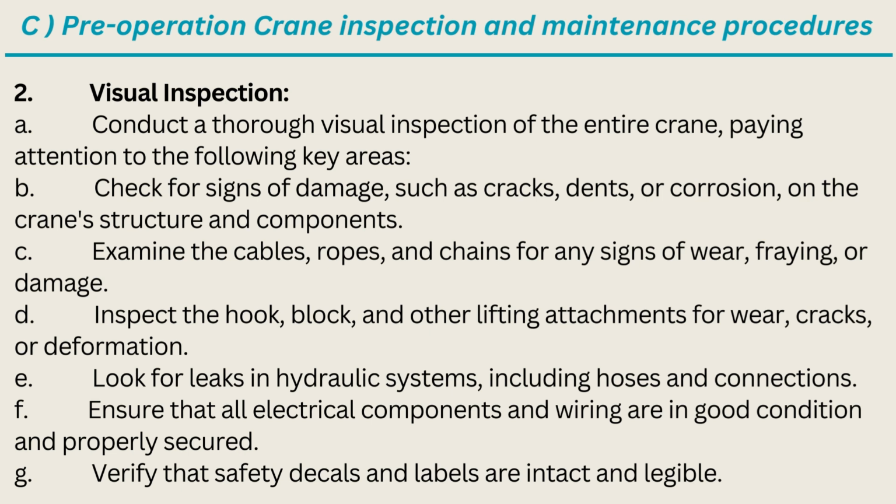B. Check for signs of damage, such as cracks, dents, or corrosion, on the crane structure and components. C. Examine the cables, ropes, and chains for any signs of wear, fraying, or damage. D. Inspect the hook, block, and other lifting attachments for wear, cracks, or deformation. E. Look for leaks in hydraulic systems, including hoses and connections. F. Ensure that all electrical components and wiring are in good condition and properly secured. G. Verify that safety decals and labels are intact and legible.